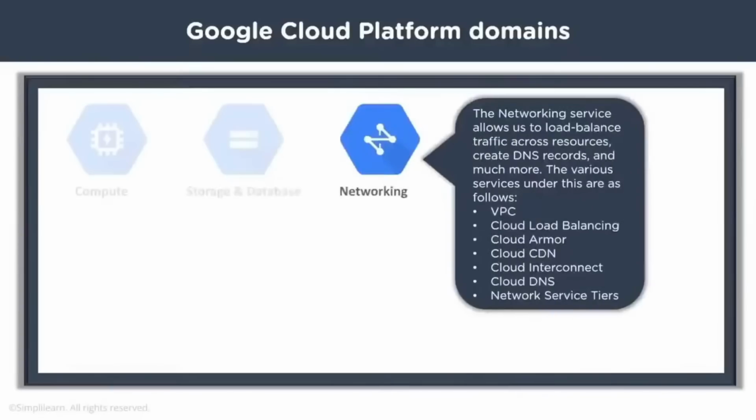When we talk about networking, the networking service allows us to load balance traffic across resources. As I mentioned earlier, resources could be the different resources which you would be using from a cloud platform, such as your devices, your instances, memory optimized or CPU optimized instances, or other resources, creating DNS records, and much more. Various services under this are VPC, that stands for Virtual Private Cloud, Cloud Load Balancing, Cloud Armor, Cloud CDN, Cloud Interconnect, DNS, and Network Service Tiers.